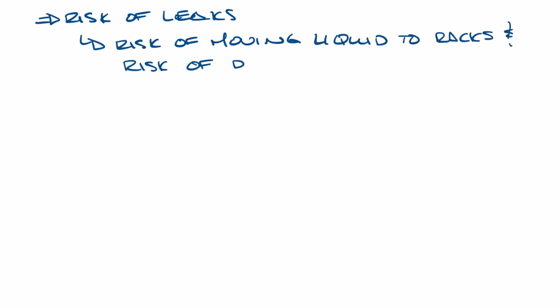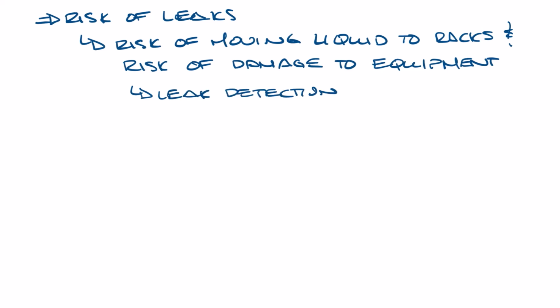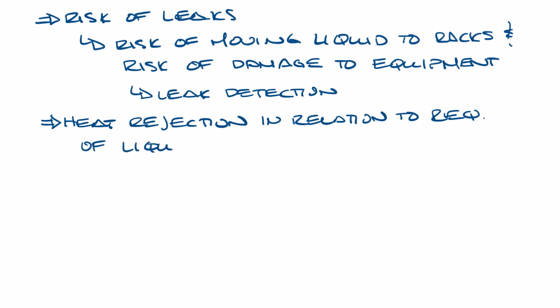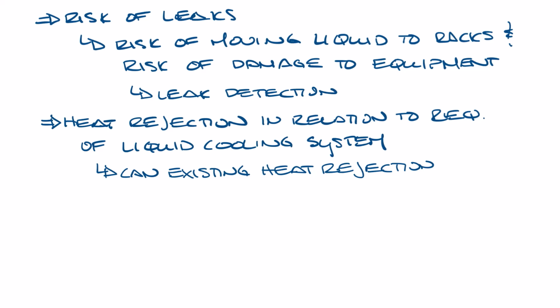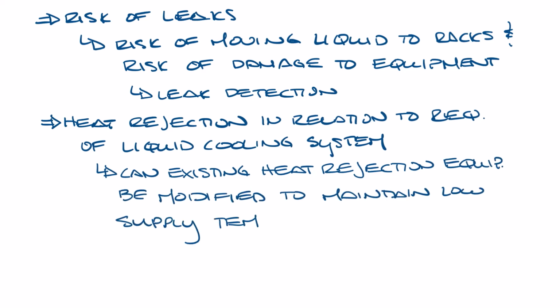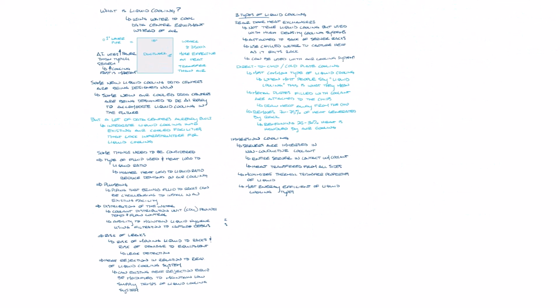Another concern is risk of leaks. There are risks associated with moving liquid to the rack and the risk of damage to the equipment, so this is where leak detection will come in. And then you have heat rejection in relation to the specific requirements of the liquid cooling system. Basically, can the existing heat rejection equipment in the data center be modified to maintain the low supply temperatures of the liquid cooling system? So let's bring all this back on screen.